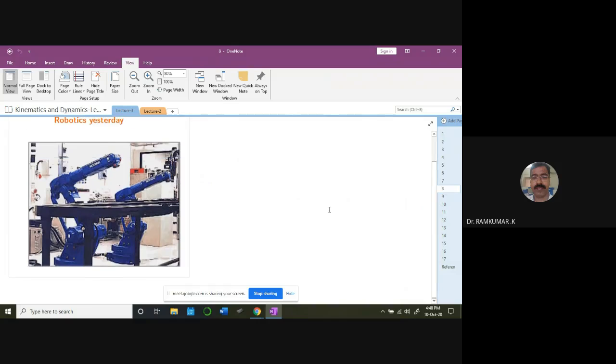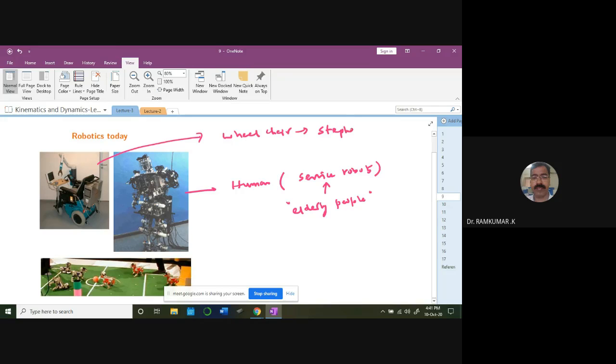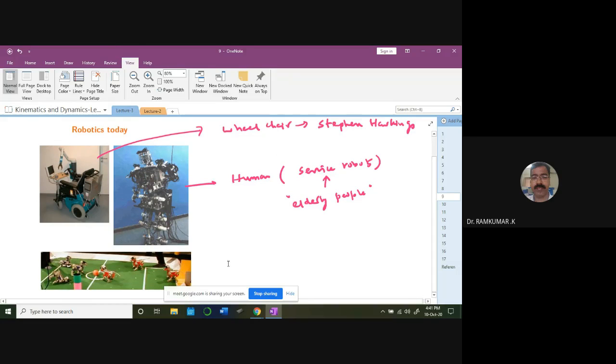Then I can think of industrial robots like this, say industrial robotics of yesterday, during the 1950s. So this kind of robots were there. Nowadays you can think of robots like human beings. They are called service robots. You can help elderly people, take care of elderly people. Take this particular wheelchair. Can you recall the guy who used this kind of wheelchair? Yes, sir, Stephen Hawking. This is the kind of robots we're talking about.